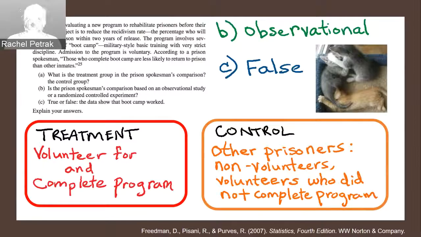But there could be other issues with those prisoners who completed the program, and there likely are other issues. So the participants who completed the program were more motivated. They might have been different than the other prisoners in that they were a different type of offender. We don't know anything about their other aspects of their personality, other things that contribute to recidivism. So there are definitely possible confounders here that we don't have enough information on. So we cannot say that the data show that the boot camp worked. That's false. Right?